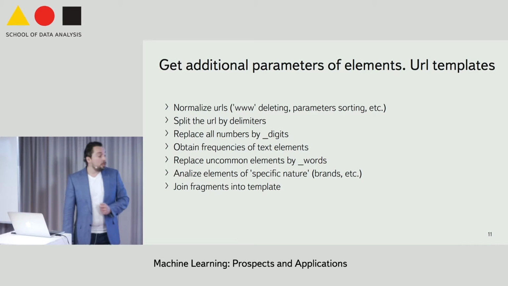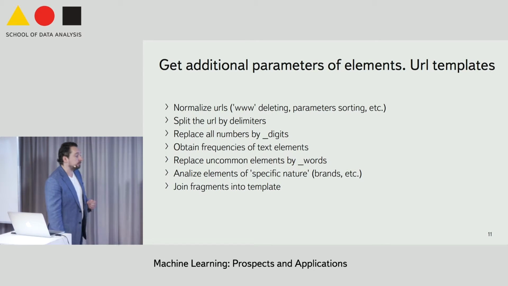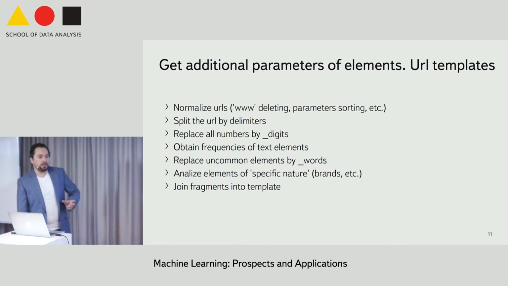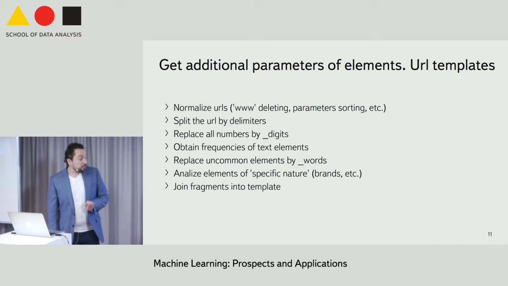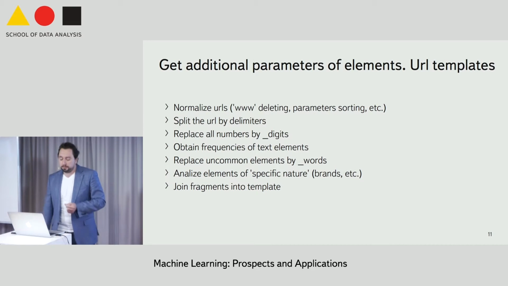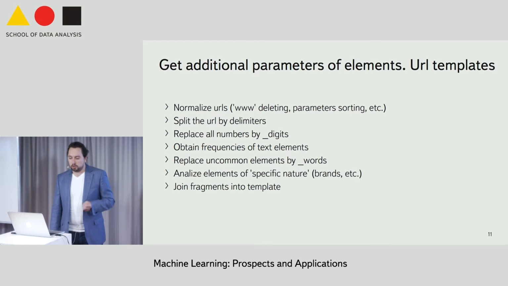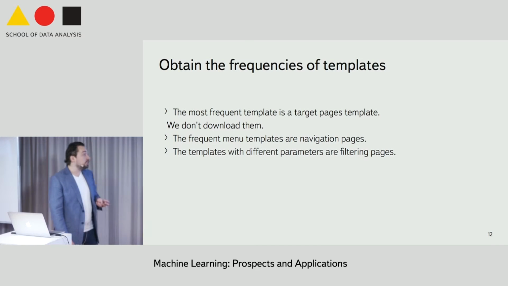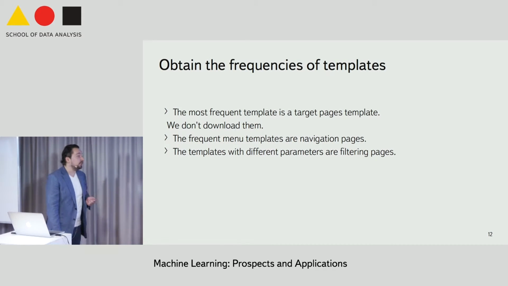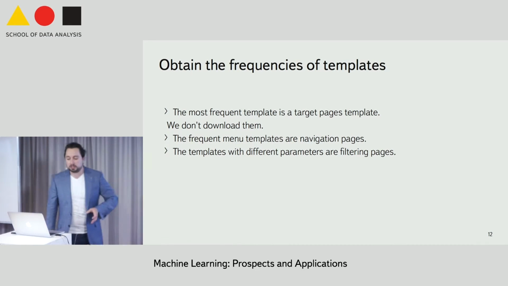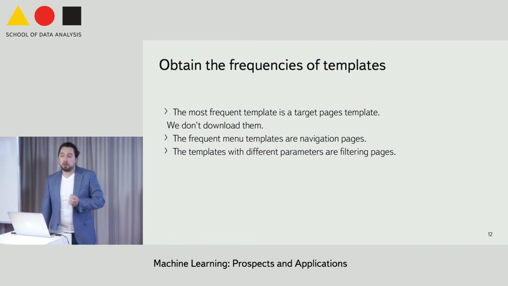And then we can analyze elements of specific nature. We can try to find brands or filter parameters. Then we join these elements into a string, and this string will be the template of our URL. And we can get frequencies of these templates, and the most frequent templates will usually be the target pages template, and we want to download these templates.